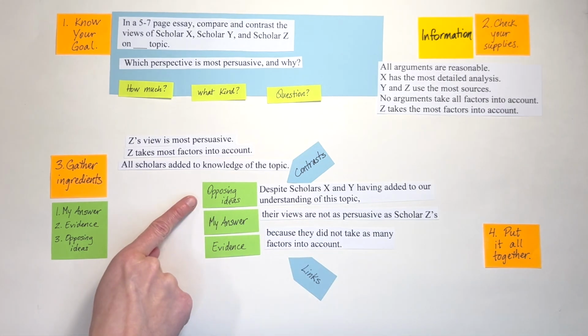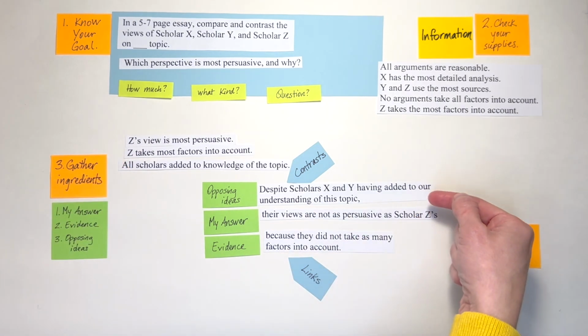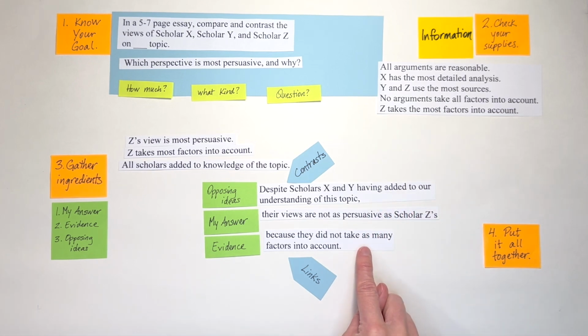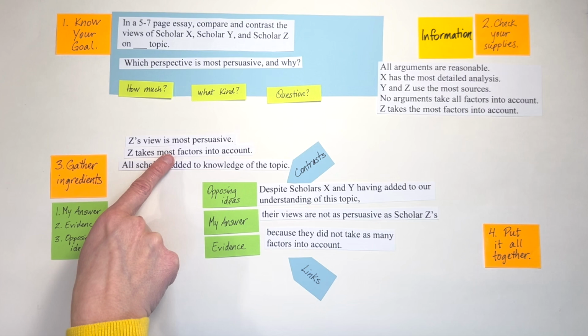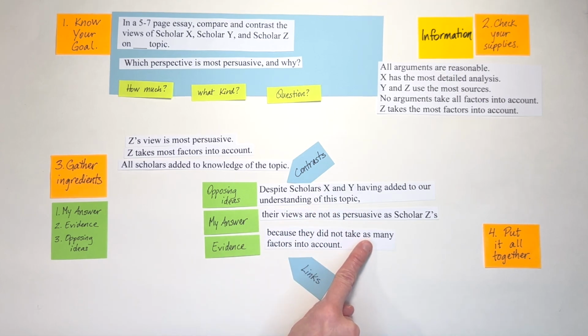And in a similar way, for my opposing idea, instead of focusing on the fact that all scholars added to knowledge, I'm focusing on X and Y specifically as a way to sort of imply, sure, they did this, but... And so I'm saying despite X and Y having added to our understanding. And finally, with my evidence, instead of saying that Z takes the most factors into account, I'm putting that in contrast with X and Y by saying X and Y did not take as many factors. So I've added some phrases that are comparative, like not as many or not as persuasive, in order to show the difference between X and Y and Z.